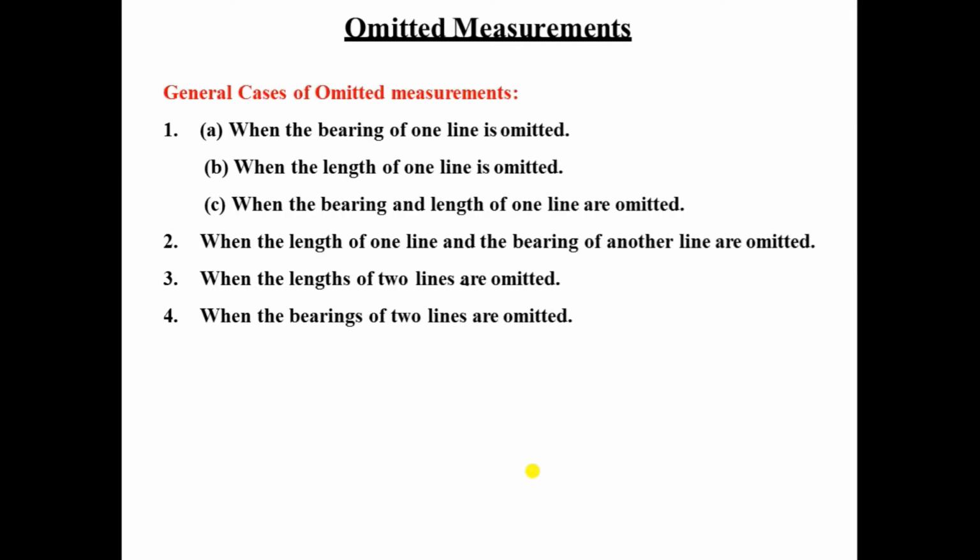Now one question arises: when are we using the omitted measurements? When the bearing of a line is omitted, when the length of a line is omitted, when the bearing and length of one line are omitted, when the length of one line and bearing of another line are omitted, when the lengths of two lines are omitted, and when the bearings of two lines are omitted.